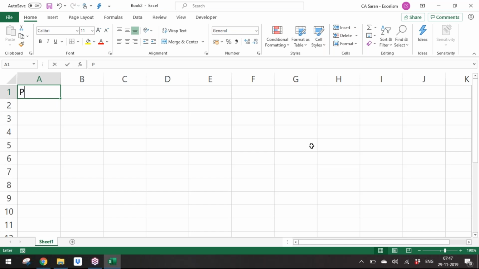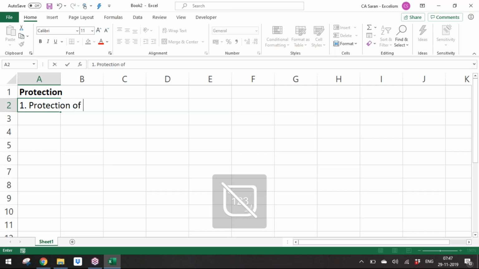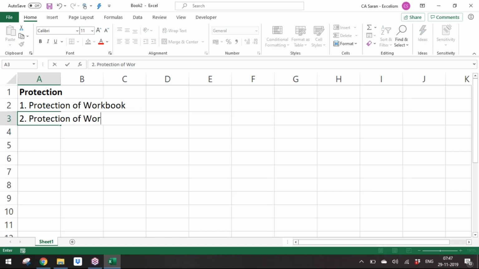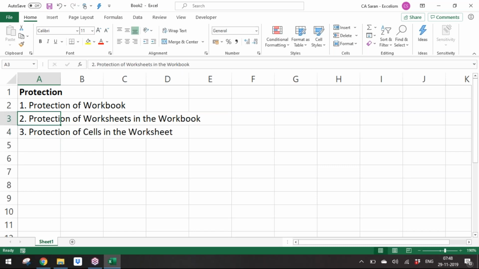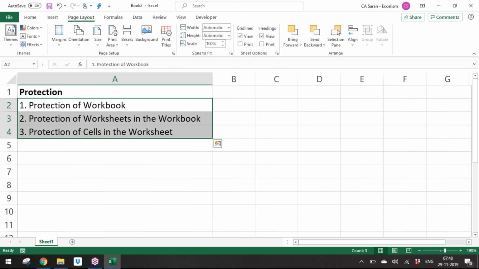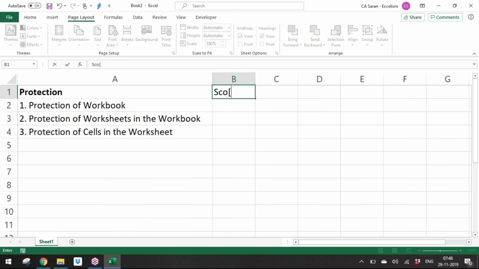So when I say protection, it can be given for three things. I can give protection to the workbook, protection of the workbook. Second, protection of worksheets in the workbook. Then protection of cells in the worksheet. Why am I giving all these separately? Because let's now look into the scope of the protection. In this case, the scope is the entire file.